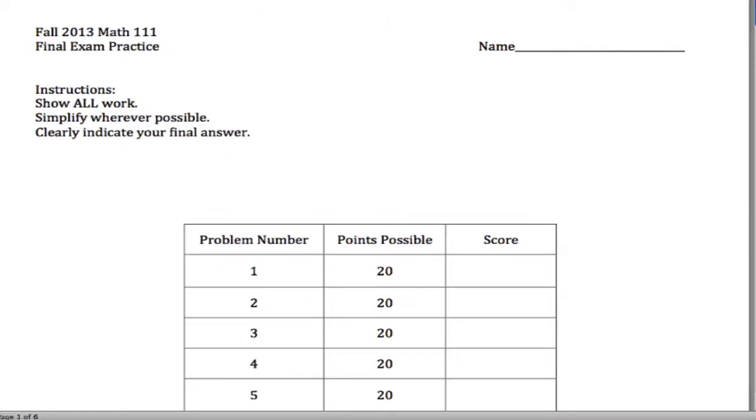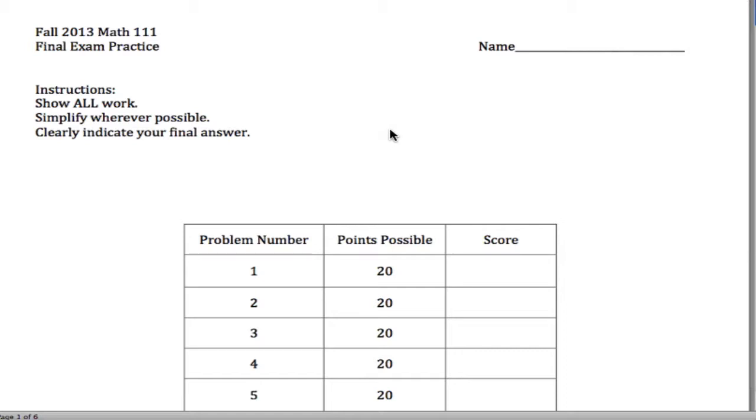Hi everyone, here is our last review session for Math 111. Today what I'm going to do is work out solutions to the final exam, the practice version of it that I sent you a couple days ago. This should be pretty similar to what you'll actually see on the final exam.